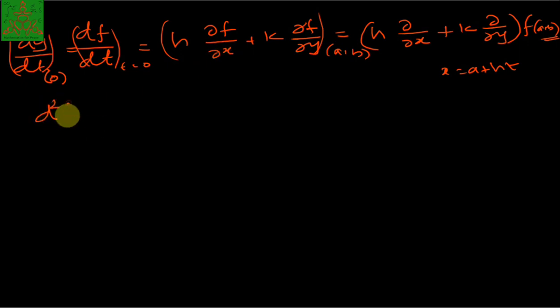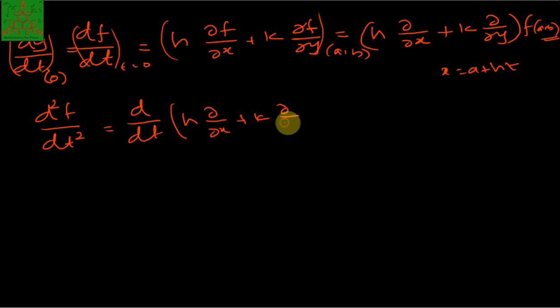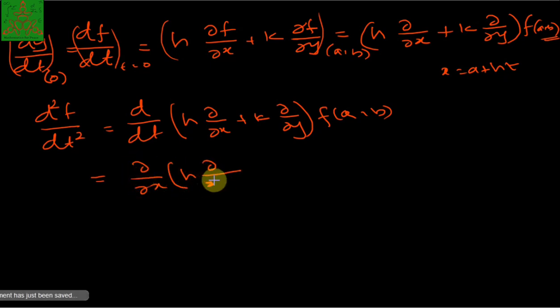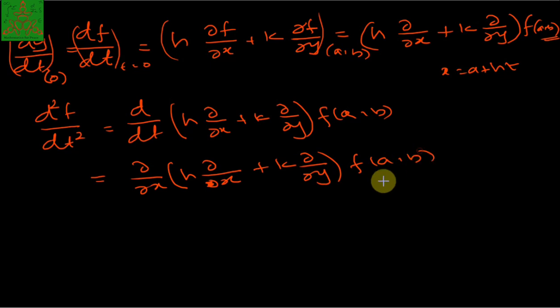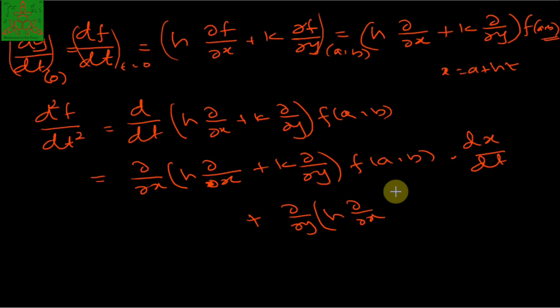Now what is del square f/del t square? Del square f/del t square is nothing but the derivative of this quantity again, (h del/del x plus k del/del y) of f(a, b). We need to differentiate this one again, so by using the same chain rule we can write this as del/del x of (h del/del x plus k del/del y) f(a, b) into dx/dt, plus del/del y of (h del/del x plus k del/del y) f(a, b) into dy/dt.